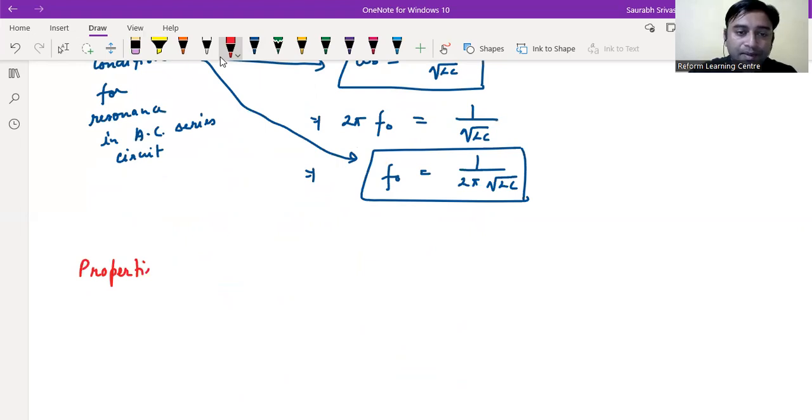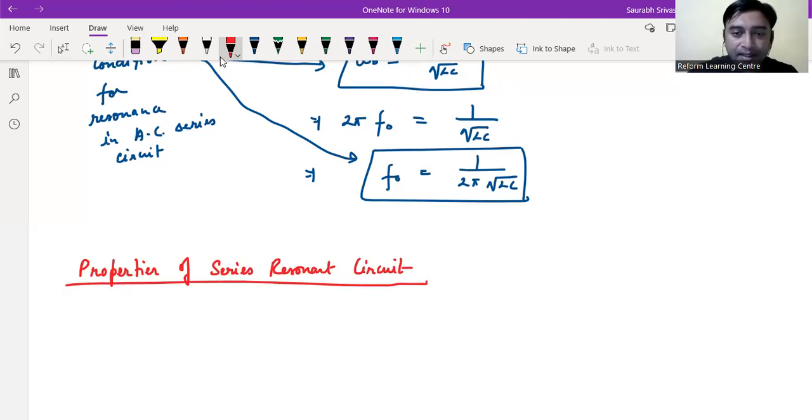Properties of series resonant circuit. You can see that what is Z? Z is equal to under root R square plus XL minus XC whole square in polar form. Now, when XL is equal to XC, XL minus XC will be 0. Therefore, Z will be equal to nothing but R.